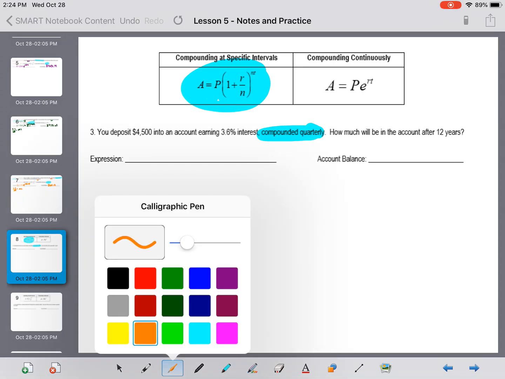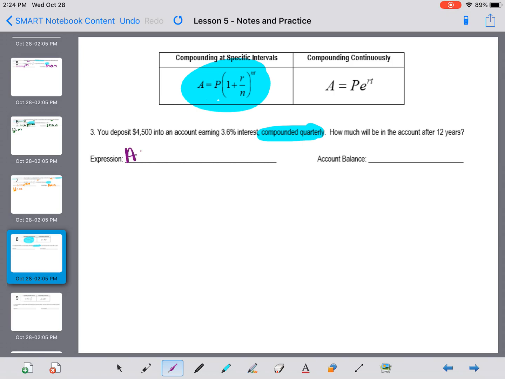So when we set up our equation, we would say A equals your initial amount, which was $4,500, times 1 plus, again, divide your percent by 100, and it will give you 0.036. So your rate as a decimal, divided by how it's being compounded, which is 4 times a year. Quarterly means 4. Raised to the 4 times time, and we're looking at 12 years. So again, we're going to type this into Desmos. I'm writing it down so I don't have to keep flipping back and forth.